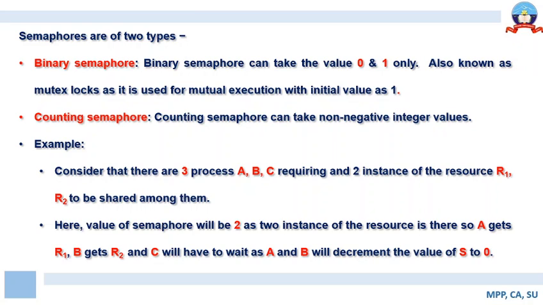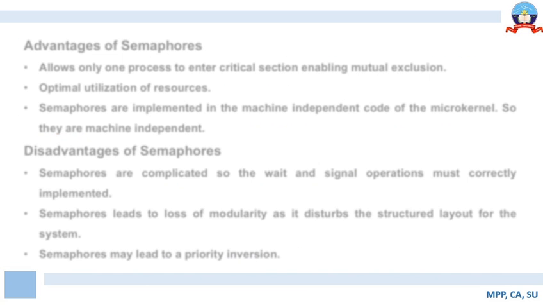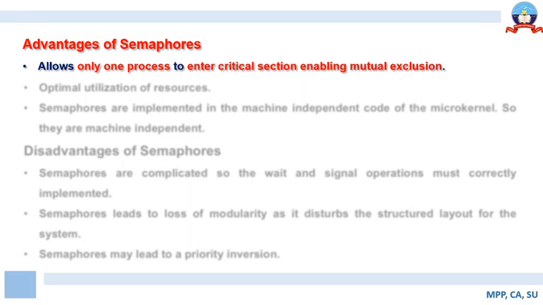Counting semaphores are semaphores that can have any non-negative integer value. So based on purpose, we can make use of either a binary semaphore or a counting semaphore. Now let us go through some of the advantages of semaphores.